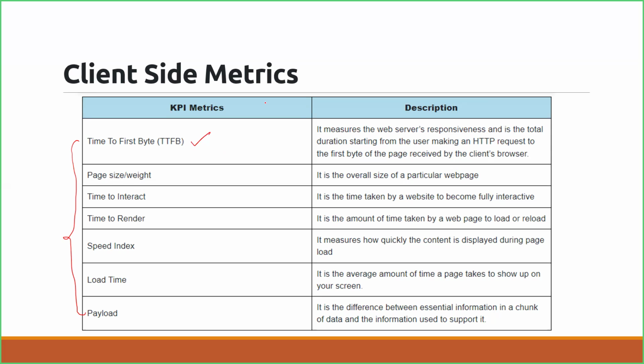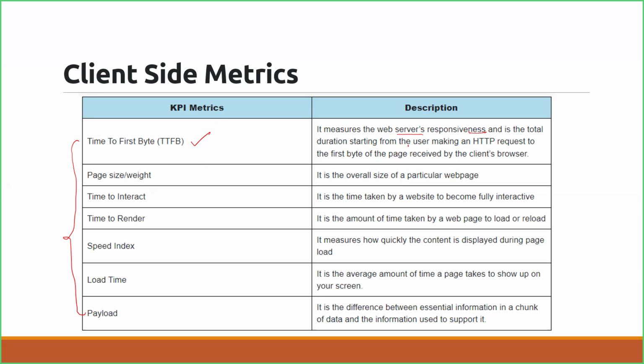So what these companies generally do is, immediately after sending the request, the application displays at least some kind of color or some kind of image icon. So within how much time does that change appear on your browser? That represents the time to first byte. Time to first byte measures the web server's responsiveness.